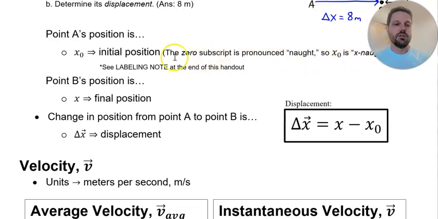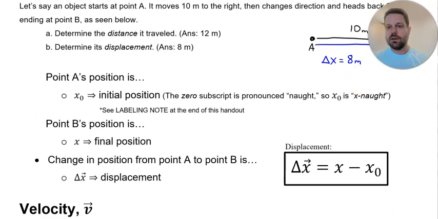So x naught would be the initial position, and we would just use x as being the ending position that it has sometime later. So the change in position from point A to point B would actually be referred to as the change in position from x naught to x. So how did we go ahead and get that displacement as an equation? Just like we did up here when we did 10 plus 2, right? Or if we wanted to figure out where we ended up, if it were at a distance of 8 and we started at 0, we would do 8 minus 0, right? It would be where you end up versus where you started.